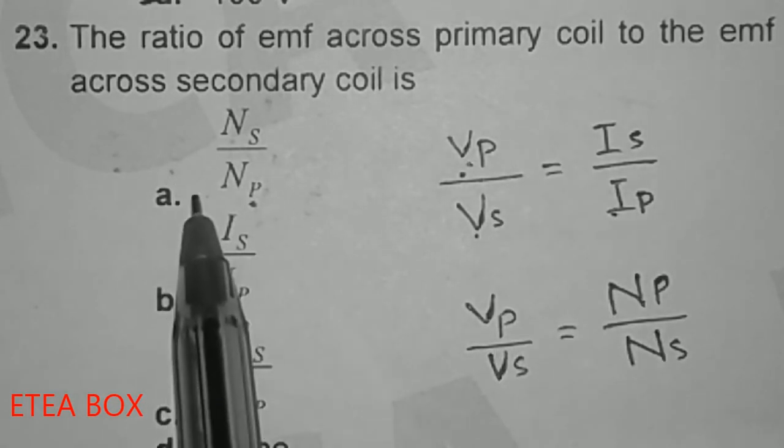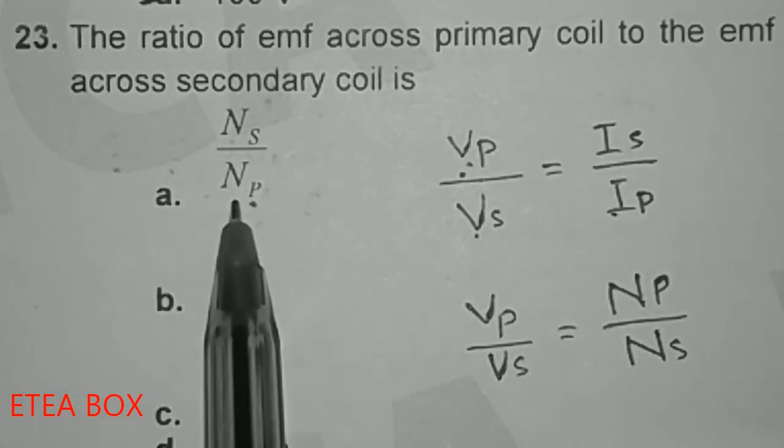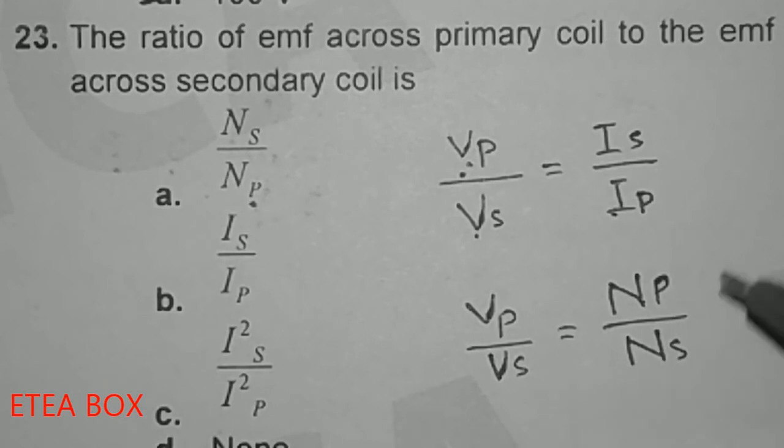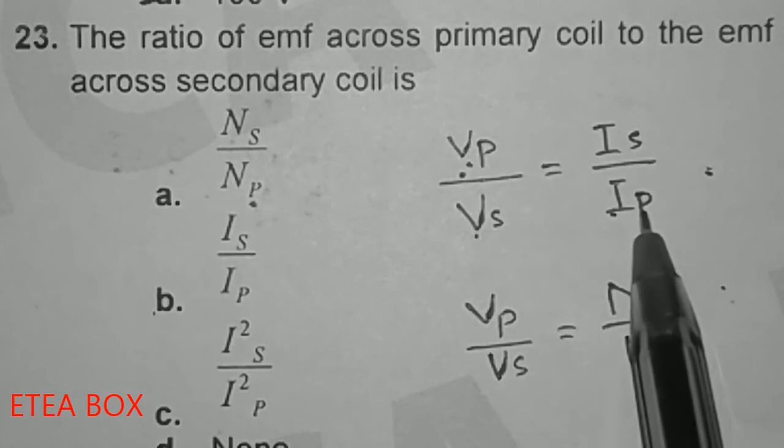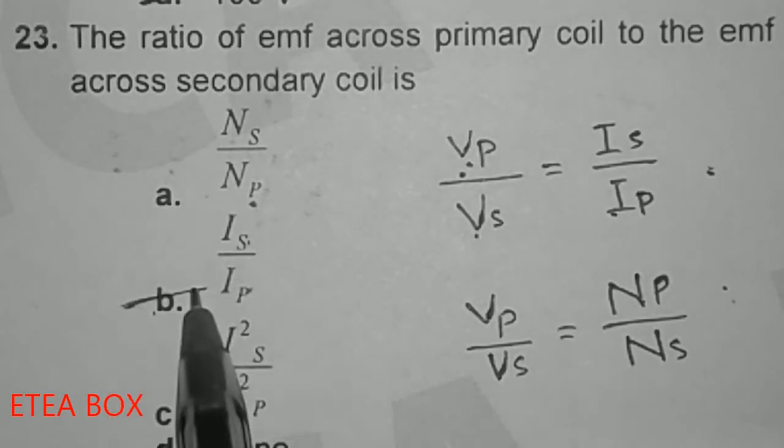Now look at option A. Here this one is incorrect. N is Np, and here the correct one is this. Now look at option B, Is divided by Ip, Is divided by Ip, so option B is correct here.